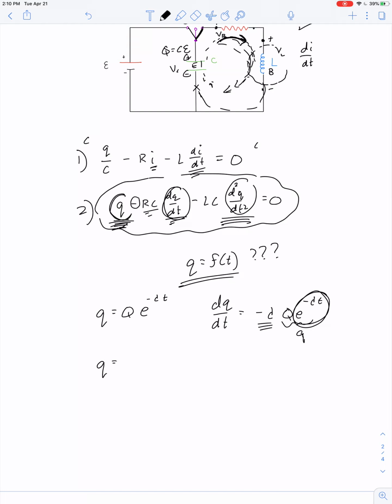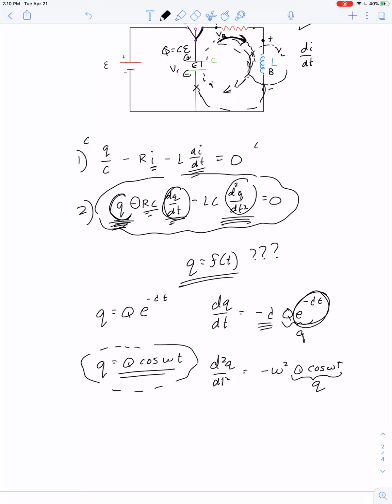We could guess that Q equals Q maximum times cosine omega t, and so the second derivative of that equation with respect to time would give us negative omega squared Q cosine omega t, and we recognize all of that is just the expression for Q that we guessed. So here we're getting an equation that describes the way charge varies in time, that when we take the second derivative, we get a negative constant times that original function itself. And that satisfies this portion of our differential equation.